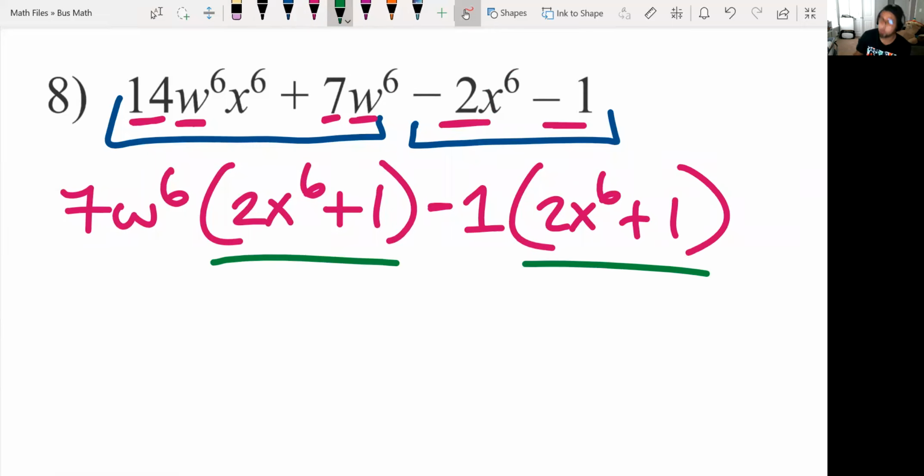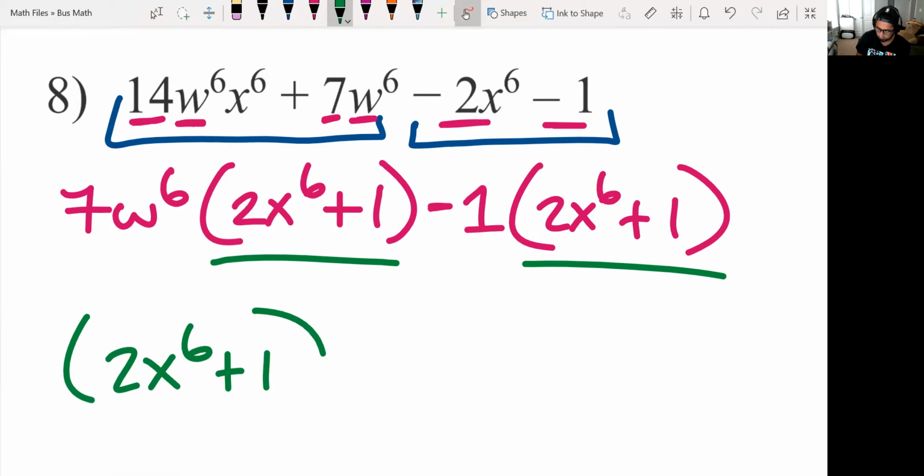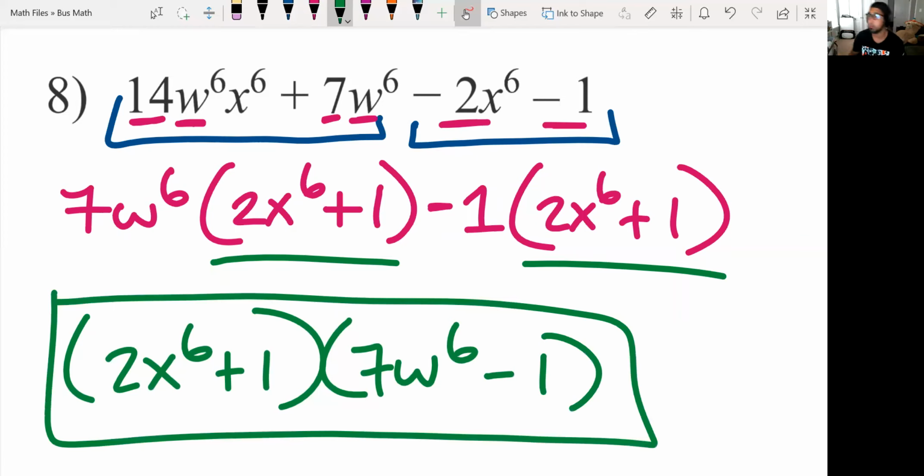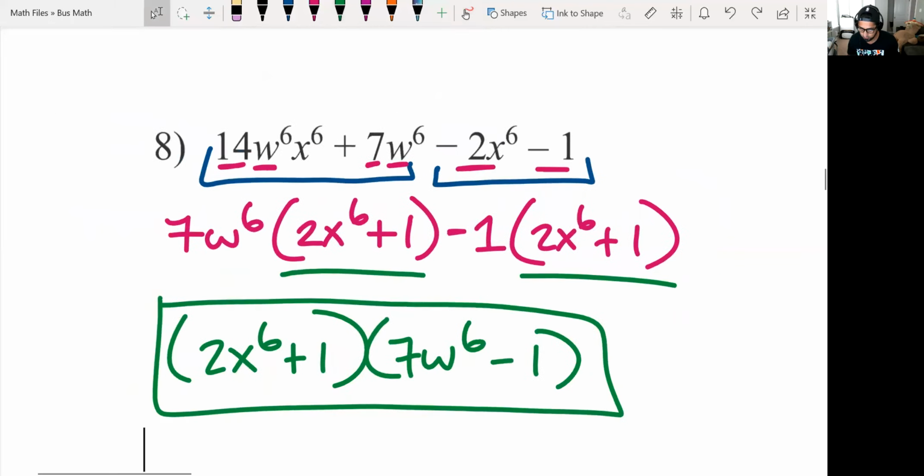And now, do those look the same? They sure do. So factor them out. And if I factor out a 2x to the 6th plus 1, what is left over? All right. Not bad.